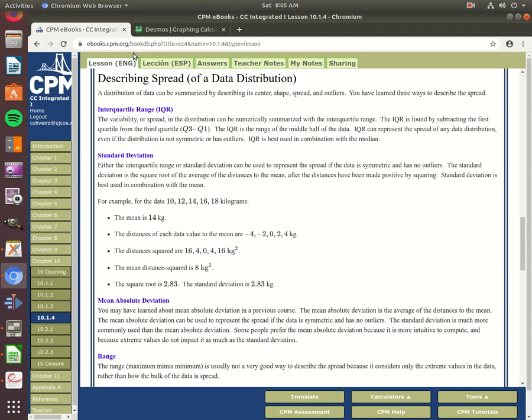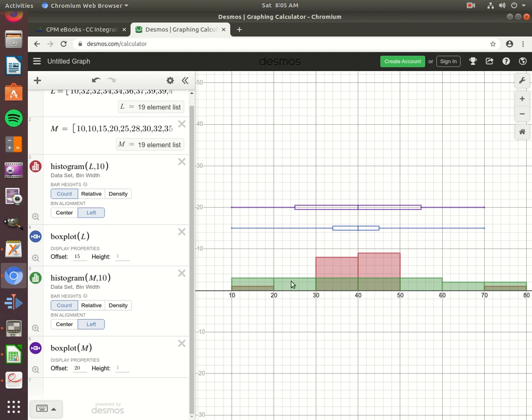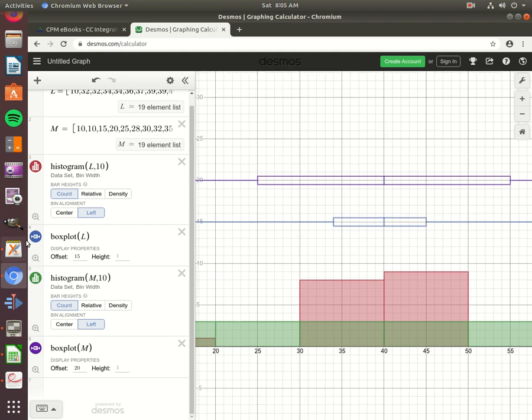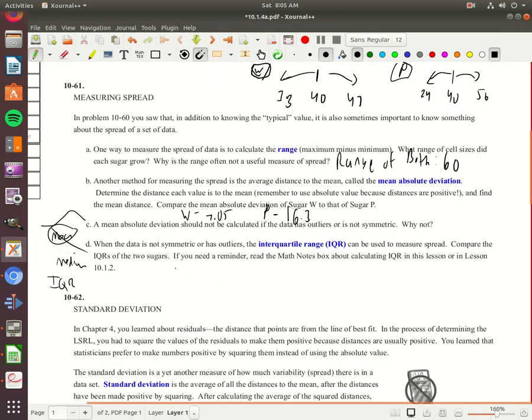So let's jump over here and look at these box and whisker plots. When I look at L, which is the first sugar, actually it would have made a lot of sense if I had named these by the sugar letters instead of L and M, but whatever. All right, so it looks like I have about 34 for quartile 1 and 45 for quartile 3. So I'm going to jump over here and I'm going to say W is going to be 45 minus 34, so I get an interquartile range of 11.